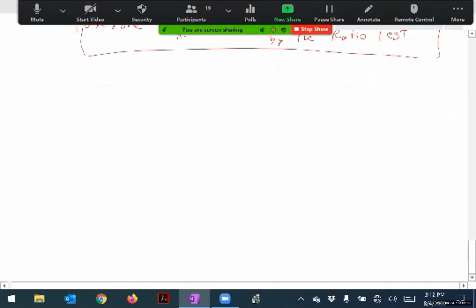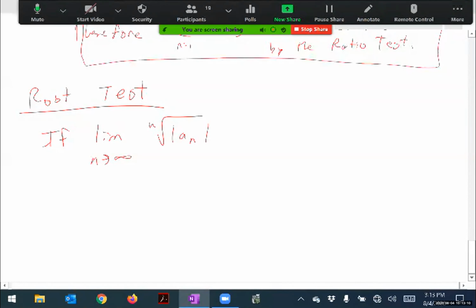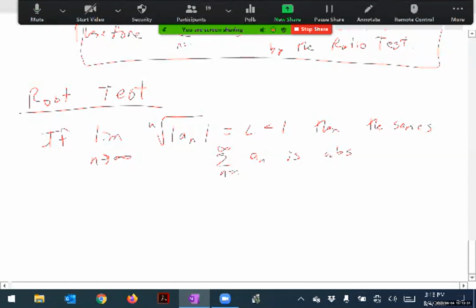Let's look at the root test real quick. The root test: if the limit as n goes to infinity of the nth root of the absolute value of a sub n is equal to L, which is less than 1, then the series summation n equals 1 to infinity of a sub n is absolutely convergent, and thus convergent.